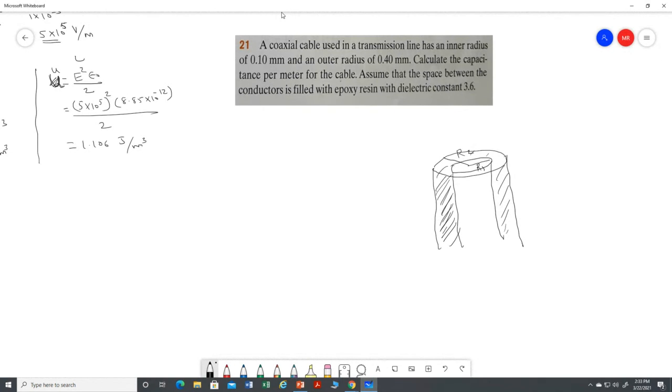What type of dielectric material? They clearly mention it. What is the value? The value of this epoxy resin is given. That means the K value is given. What is the value of K? 3.6. So this question is again related to dielectrics.